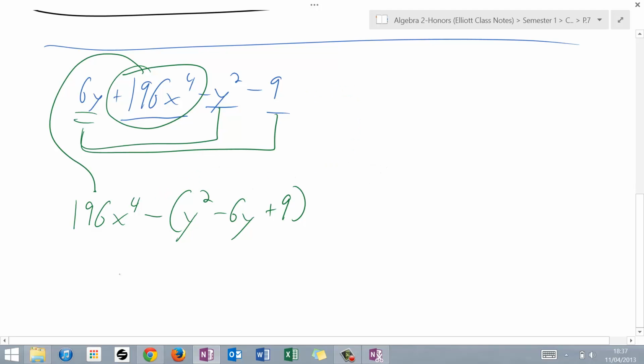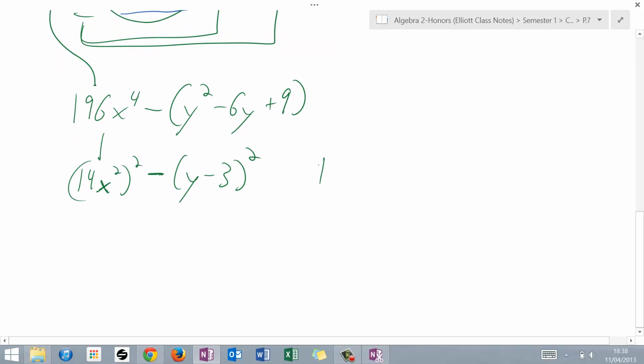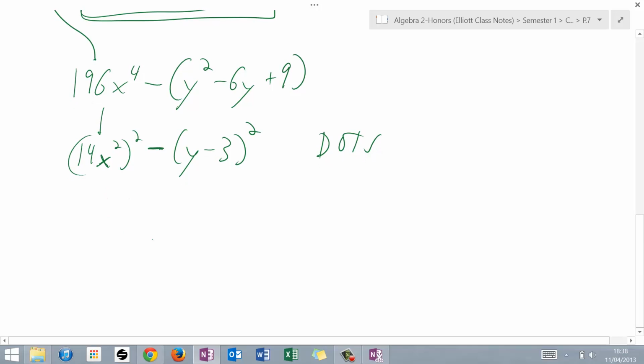So we're going to pull this apart as y minus 3 quantity squared. And I'm going to pull this apart as 14x squared squared. And keep that minus. So this is now a difference of 2 squares. Differences of 2 squares we've seen before. It factors into, and I'm going to reiterate this in another one, 14x squared minus y minus 3, and 14x squared plus y minus 3.